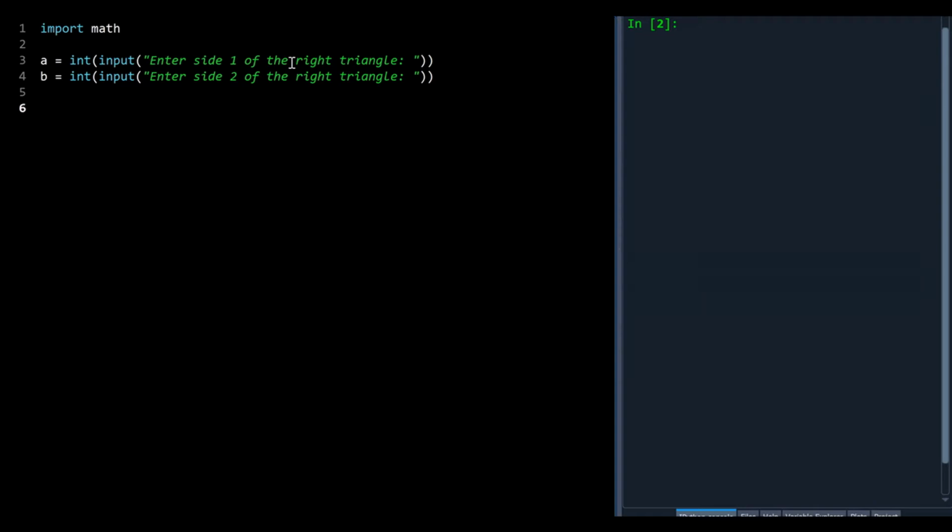All right. So calculating the hypotenuse. So that's the C value. So the formula was the square root of A squared plus B squared.